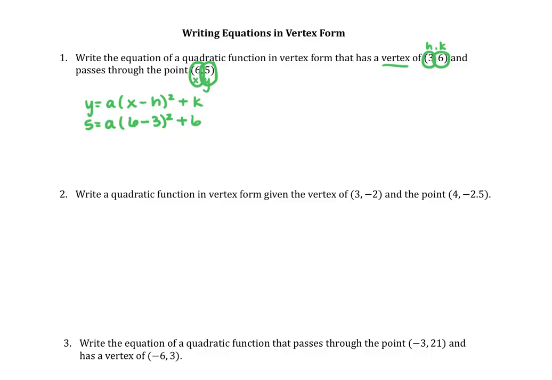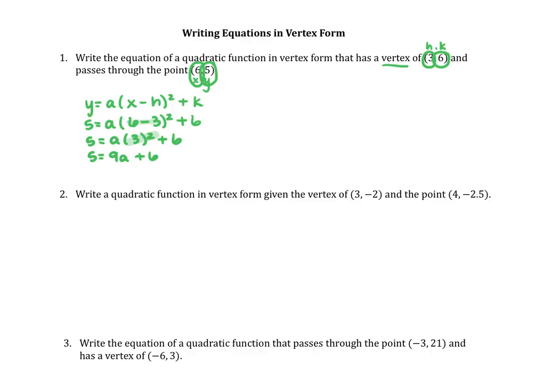What I'm going to do is simplify this equation. So I'm going to start first with my parentheses, and I'm going to do 6 minus 3. That is going to give me 3. Next, I'm going to take care of the exponent, and I'm going to square that. That is 9. Now, what this is saying is a times 9. Well, remember how I write that? I write that as 9a. Drop down my plus 6.